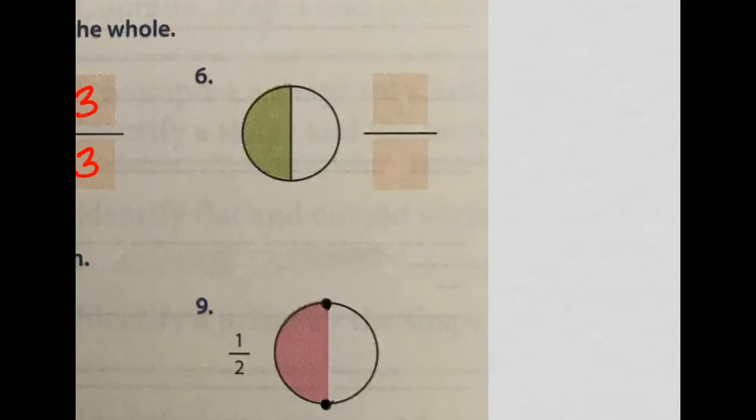Number 6. How many pieces are colored? 1. Out of how many? 2. Very good.